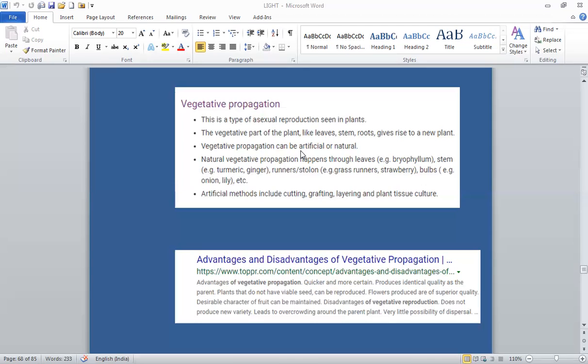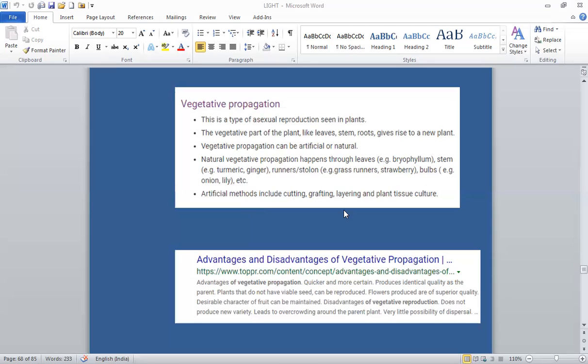So, there are different methods by which plants reproduce vegetatively. Natural vegetative propagation happens through leaves in bryophyllum, stems in turmeric and ginger, runners and stolons, for example grass, and bulbs, onion and lily. Artificial methods include cutting, layering, grafting, and tissue culture. These are all artificial or horticultural methods of vegetative propagation.